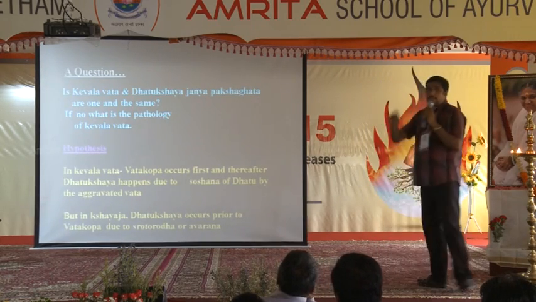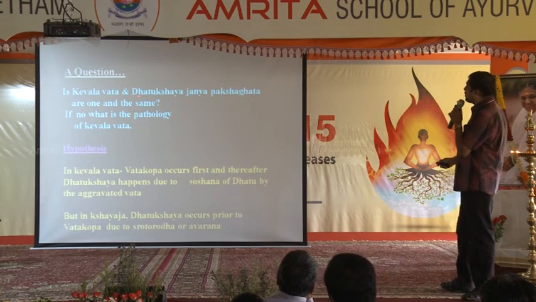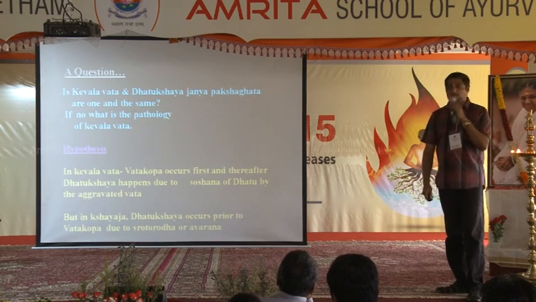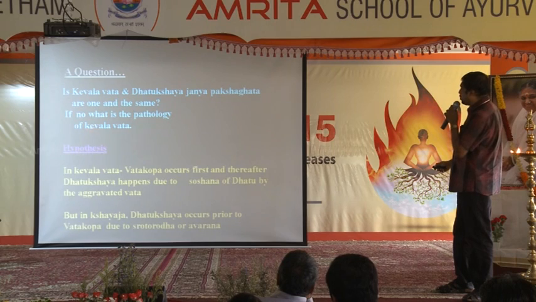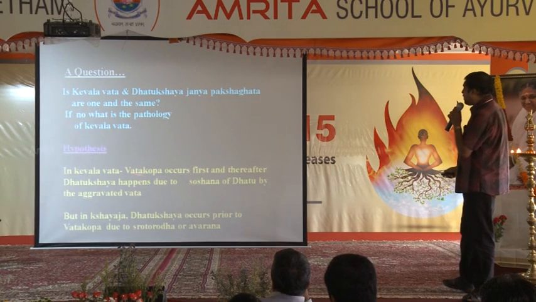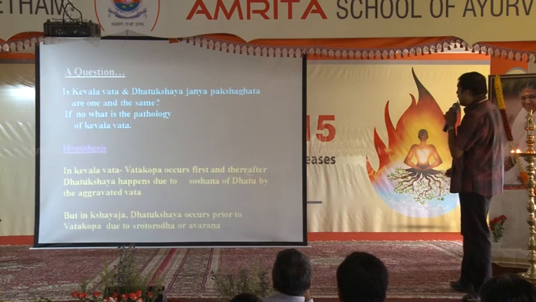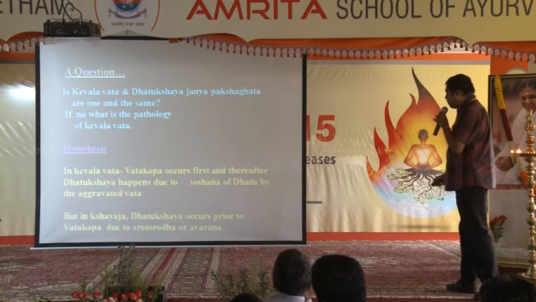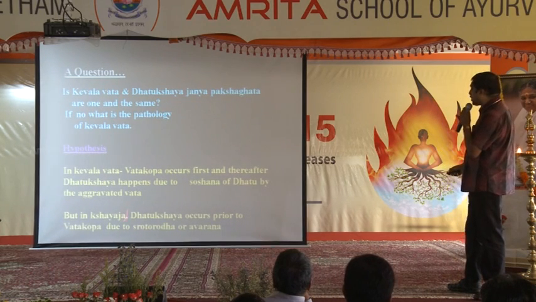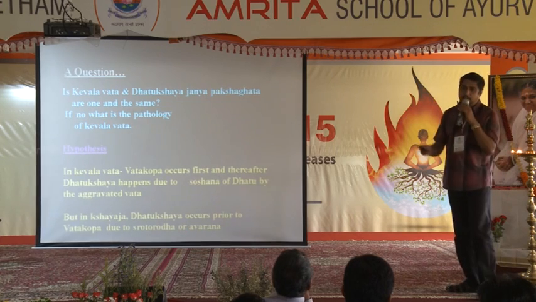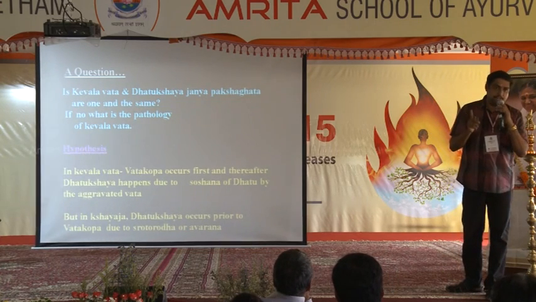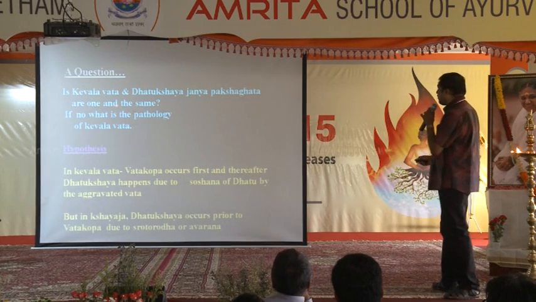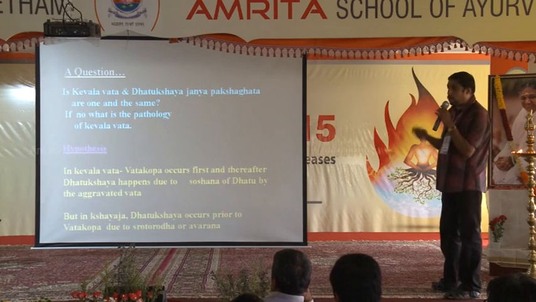One important question for the treatment purpose: are Kevala Vata and Dhatukshayaja Vata one and the same? This question is to you only. If no, what is the pathology of Kevala Vata? Hypothesis: in Kevala Vata, Vata Prakopa occurs first and thereafter Dhatukshaya happens due to the shortening of Dhatu by the aggravated Vata. But in Kshayaja, Dhatukshaya occurs prior to Vata Prakopa due to Srotorodha or Avarana. So the treatment always varies. This is a very important point in deciding and formulating the treatment, to be always kept in your mind: Kevala Vata and Dhatukshaya, whether they behave equally or differently.